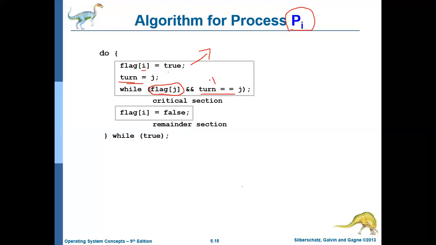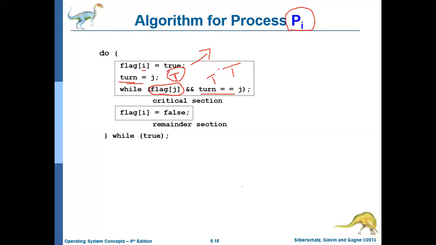So this is true, this is true. But flag of j is true or false, that currently we don't know. If it is true, then it means that the jth process also wants to enter the critical section. If flag of j is also true, then it means that the jth process also wants to enter the critical section. So if flag of j is also true, then this while loop will return true.